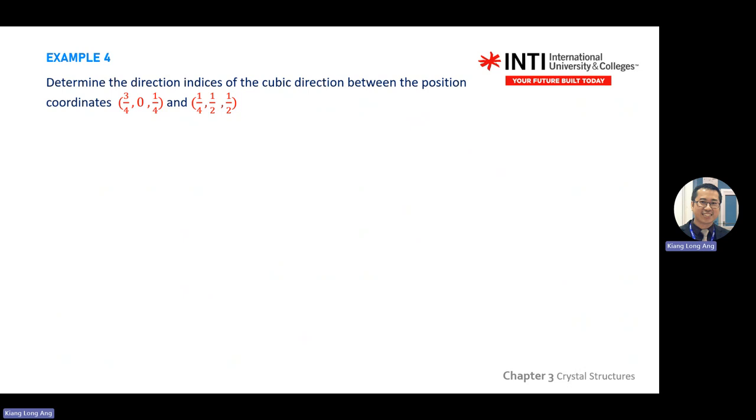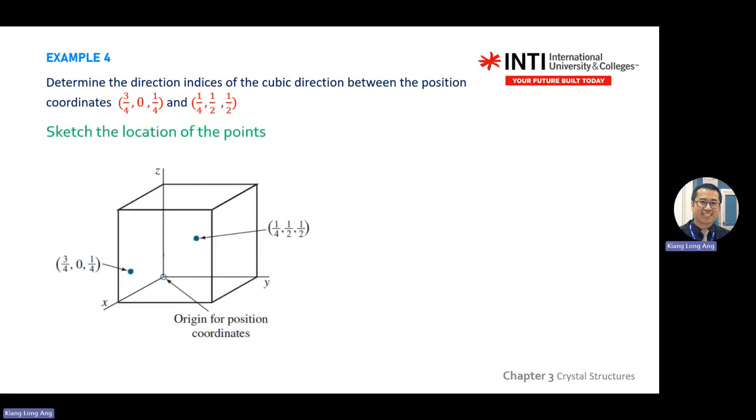So you have two positions. Again, important is your origin. If you want to rotate the thing, you also can, it depends on your preference. But this is the sample answer. So origin, then for this one, x is 3 quarter, y is 0, z is 1 over 4. So x, you move 3 quarter. Then y does not move, y stays here, then z moves up 1 over 4. So there's a location here.